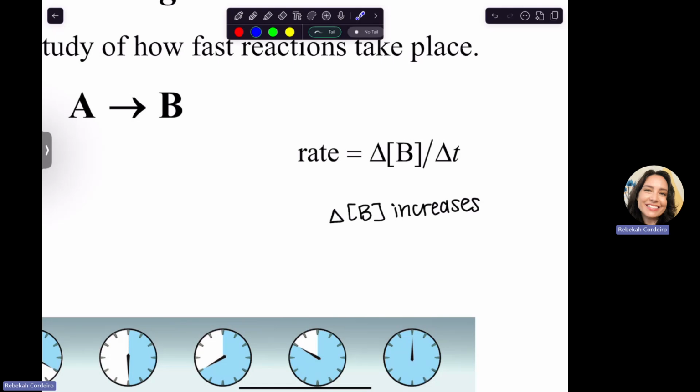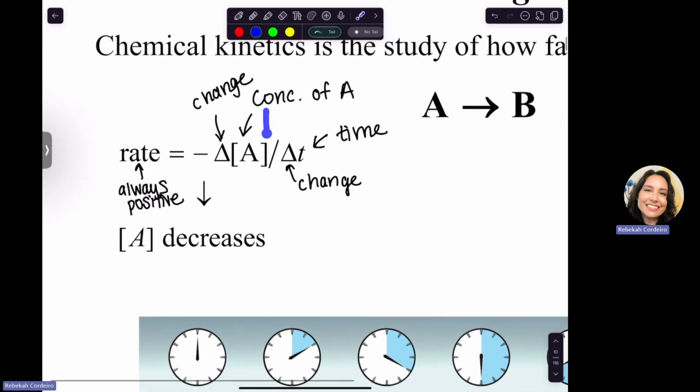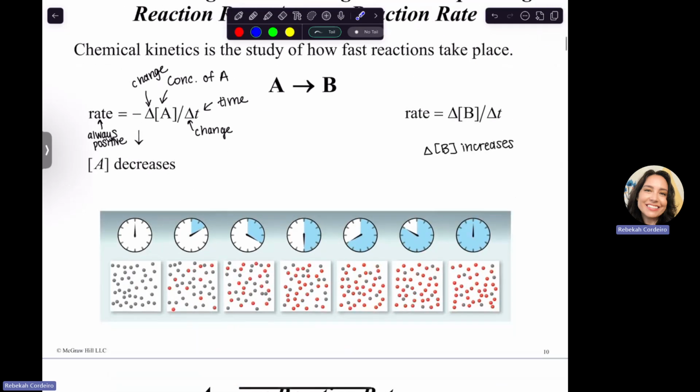For products, because we're increasing the amount of products, we don't have to put that negative sign. So the rate of the formation of the product is increasing. The rate is also positive. If this is decreasing, it would be negative, and so we've got to put another negative in front of it to make it positive. So just remember to put a negative in front of your reactants, that way you won't get a negative rate when you do any sort of calculation.